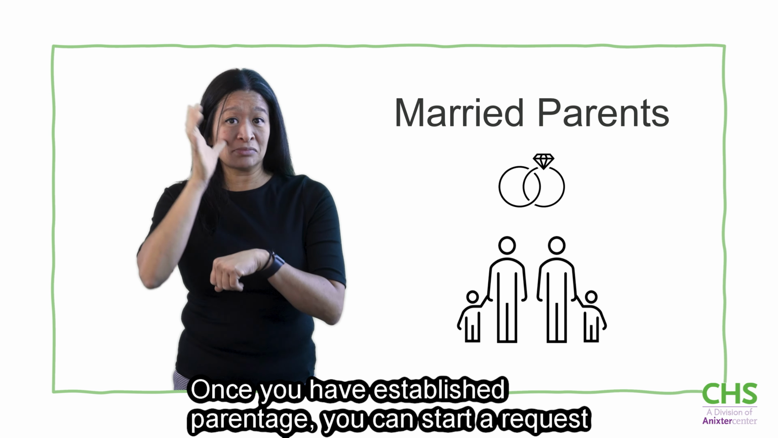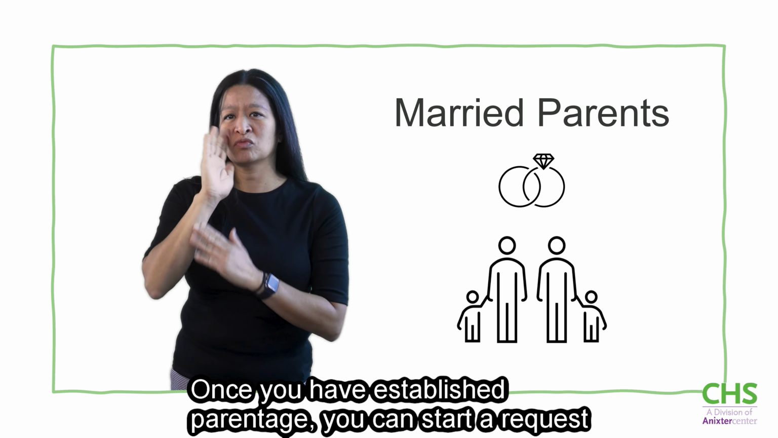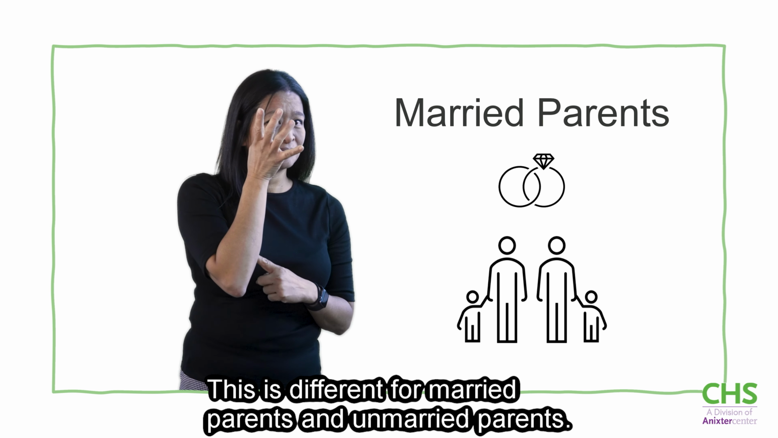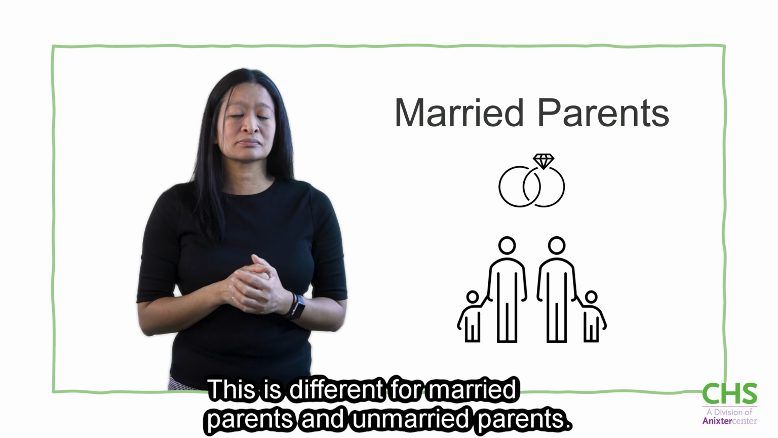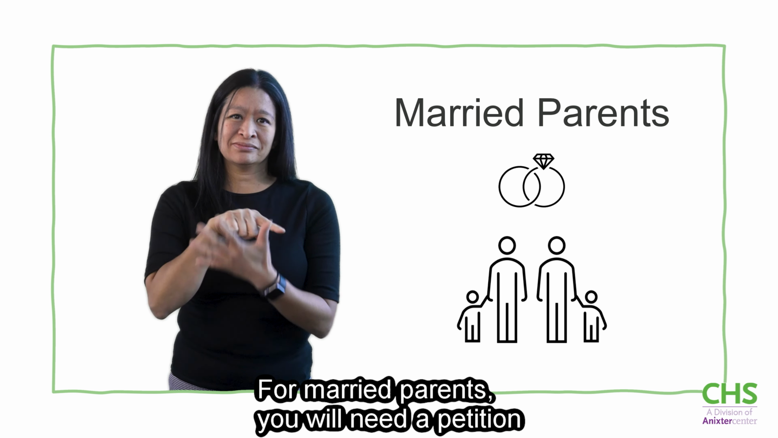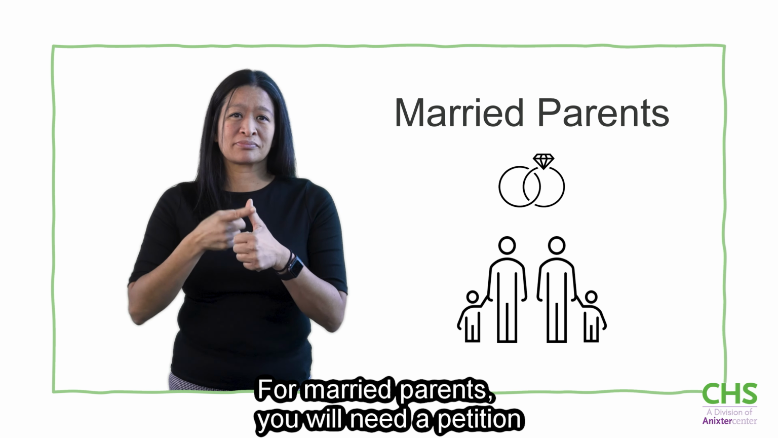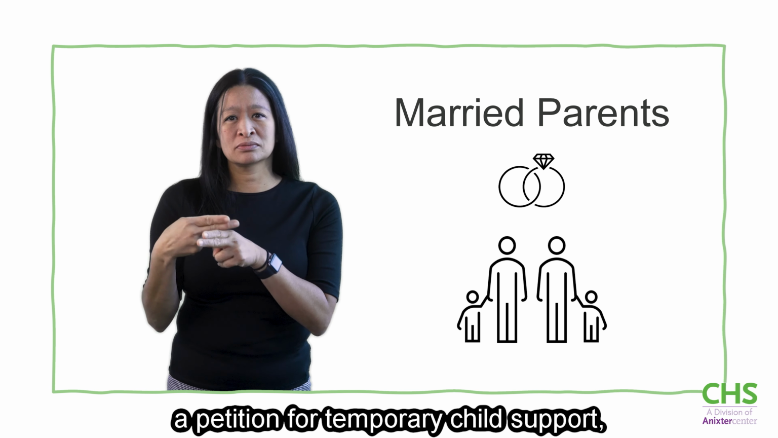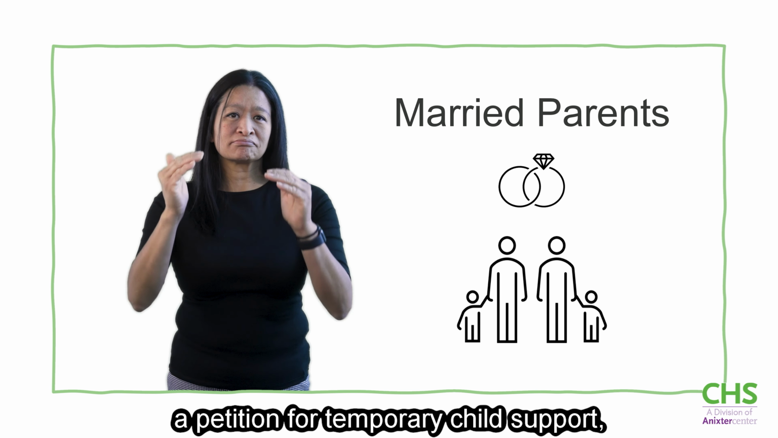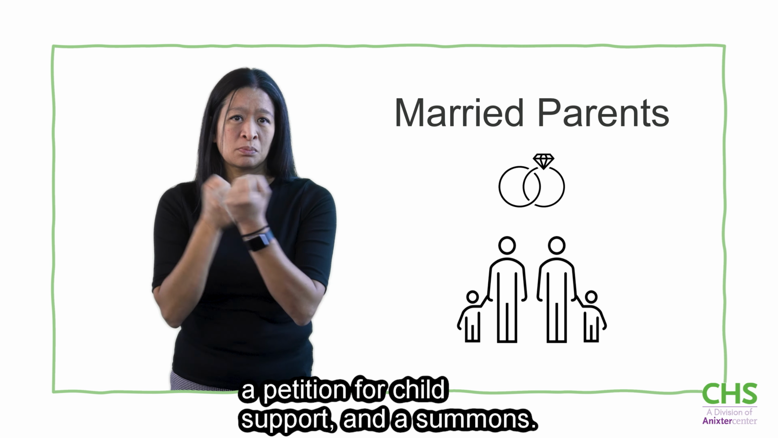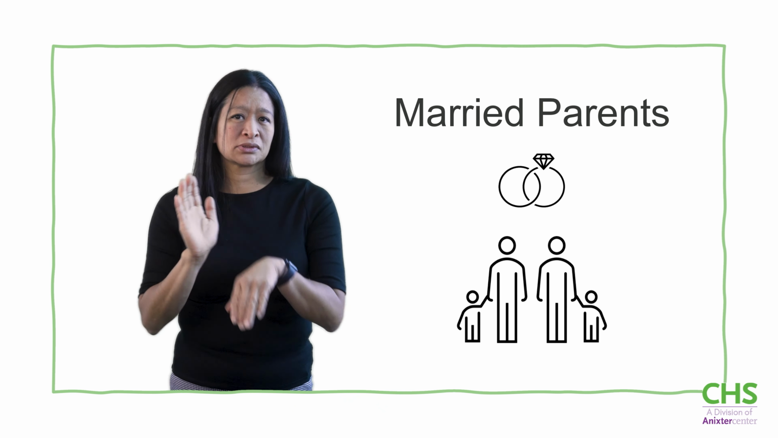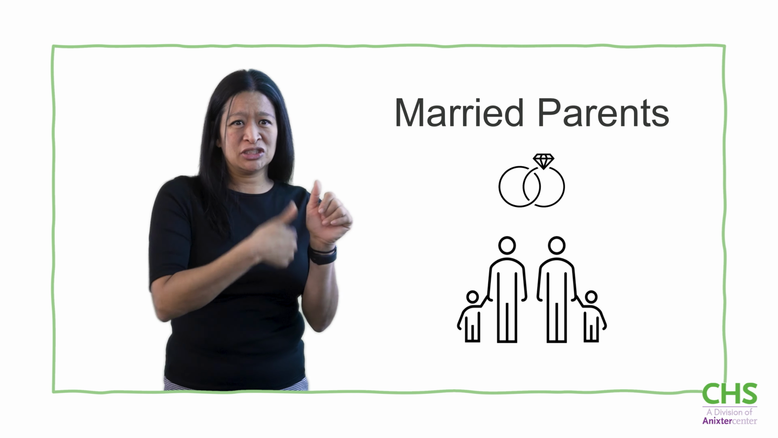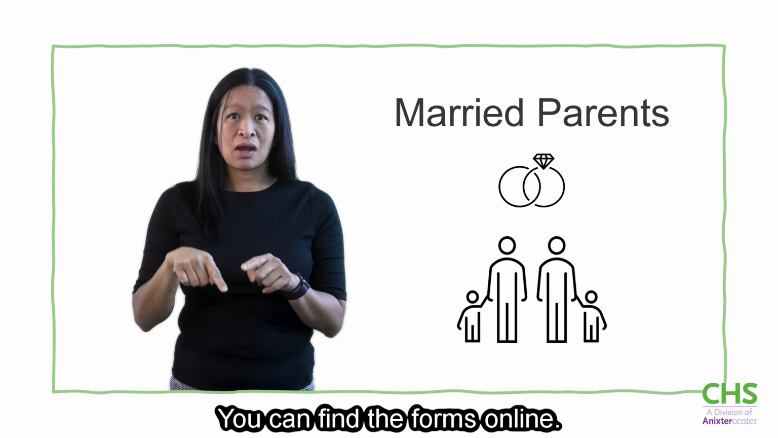Once you have established parentage, you can start a request for child support and fill out the child support forms. This is different for married parents and unmarried parents. For married parents, you will need a petition for dissolution of marriage, a petition for temporary child support, a petition for child support, and a summons. Be sure to make 3 copies of each form. You can find the forms online.